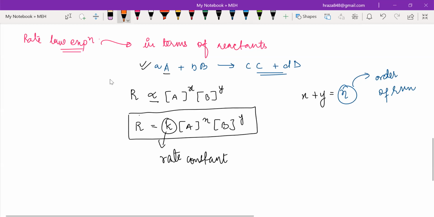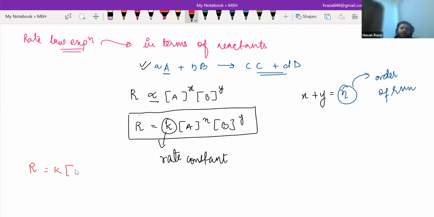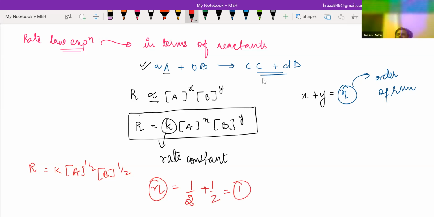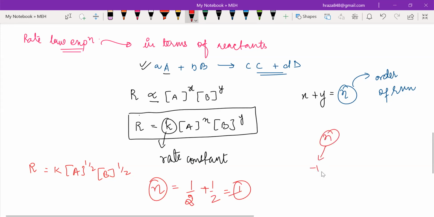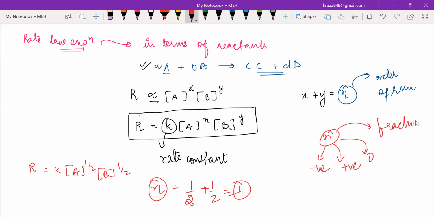Yes, sir. If a rate law expression is given like this, r is equal to k into A raised to the power half into B raised to the power half, and you need to calculate the order denoted by n, just add the powers and you will get the order of reaction. This order of reaction n can be negative, positive, zero, or a fraction, anything. Are you getting my point? Yes, sir.